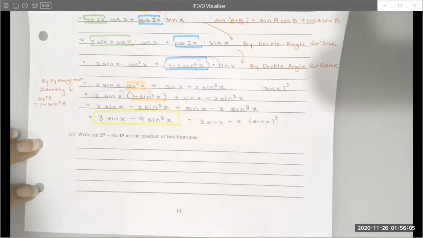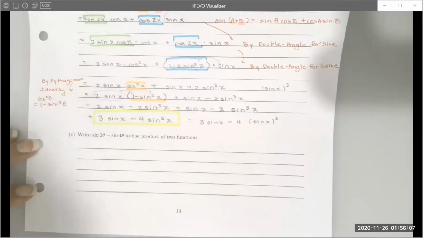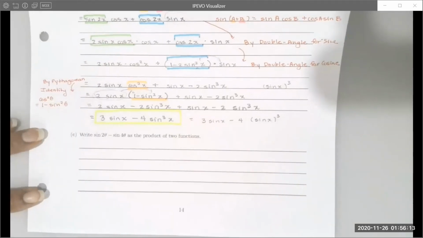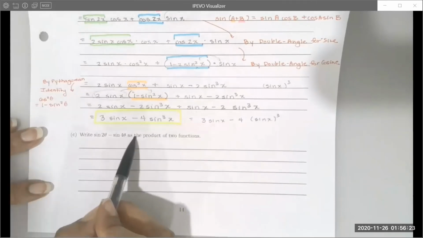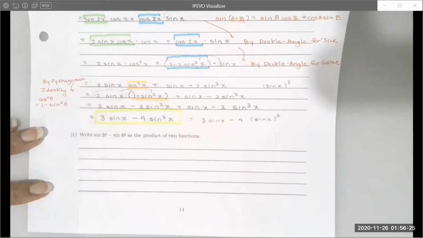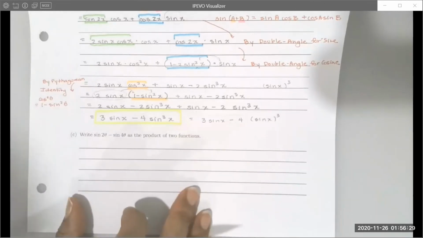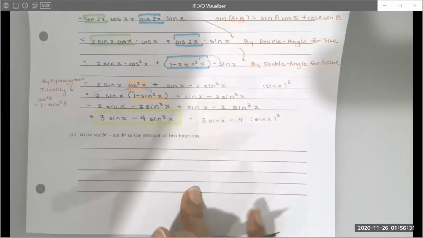Part C. For part C, they want us to write sine of 2 theta minus sine of 4 theta as the product of two functions. We actually just did this problem, except that in the other version that we saw, they gave us what it should simplify to. And here they just tell us it has to be the product of two functions. So again, let's look at our formula sheet.